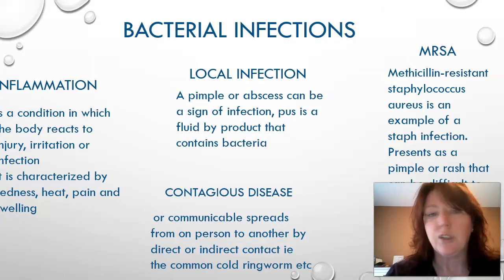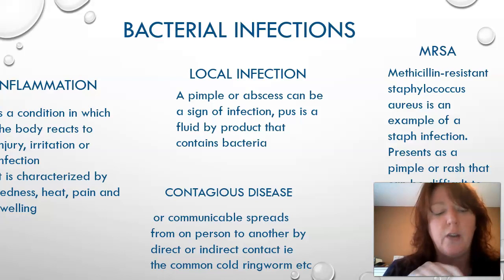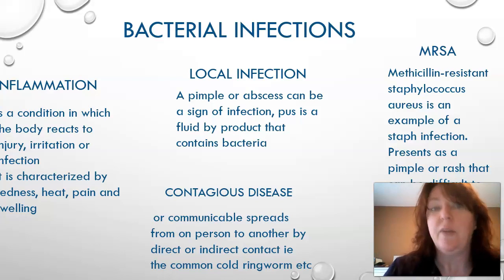So bacterial infections. When you get a bacterial infection, of course, one of the first things that you notice is inflammation. So that's how your body reacts to an injury or irritation or infection. Say you have a cut on your finger, the first thing you notice is it gets red, it's hot, it's painful, could be some swelling. That's your first indication that you have a bit of a bacterial infection. A local infection could be a pimple or an abscess. It's the sign of infection, and pus is the fluid byproduct that contains the bacteria.